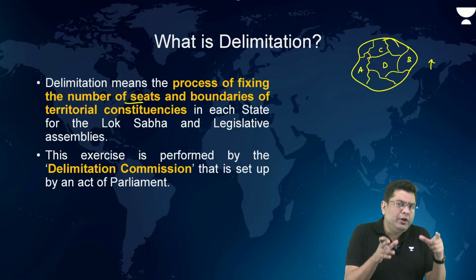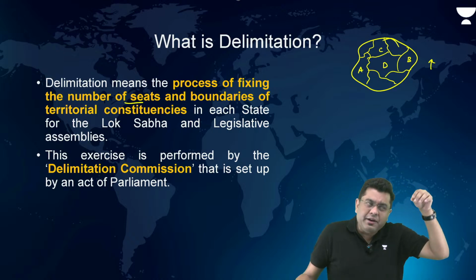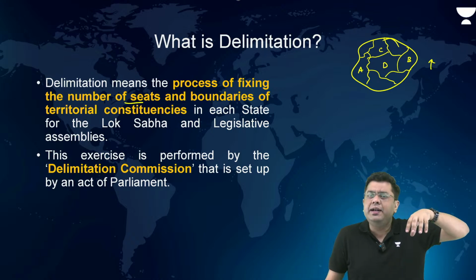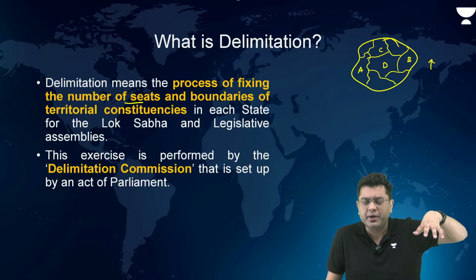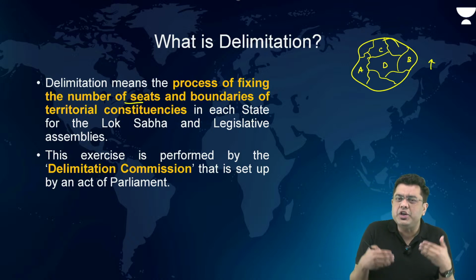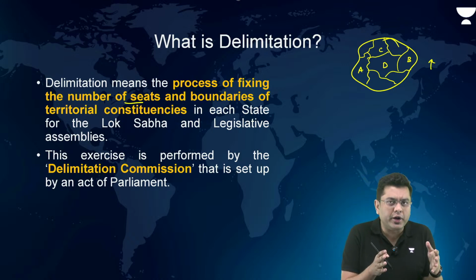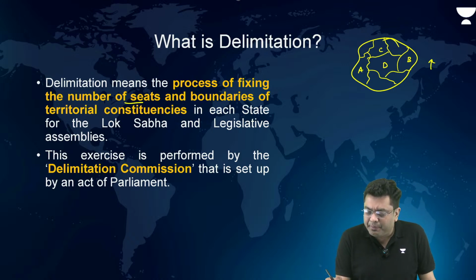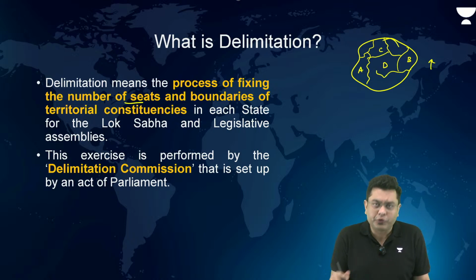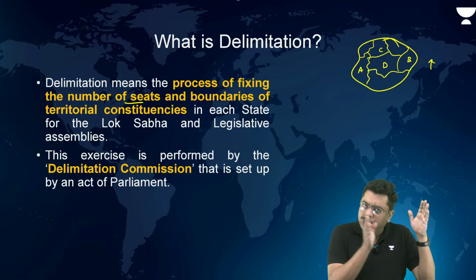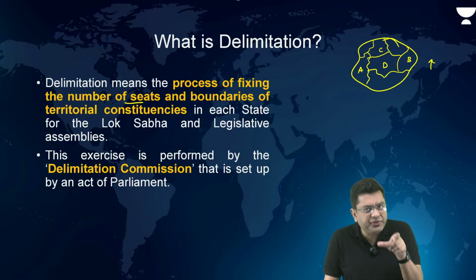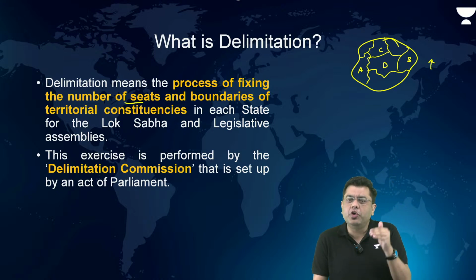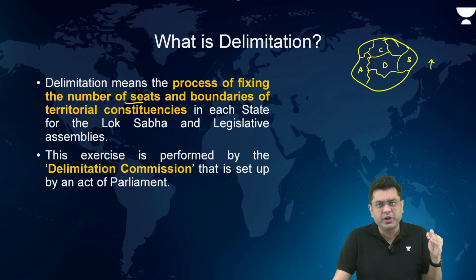Now, adhering to the basic principle that every member of parliament should end up representing more or less the same amount of population, that is where this delimitation exercise is carried out periodically, where these boundary lines are basically redrawn. So that overall, the population to MP ratio remains the same. That is the reason or the purpose behind this delimitation exercise.